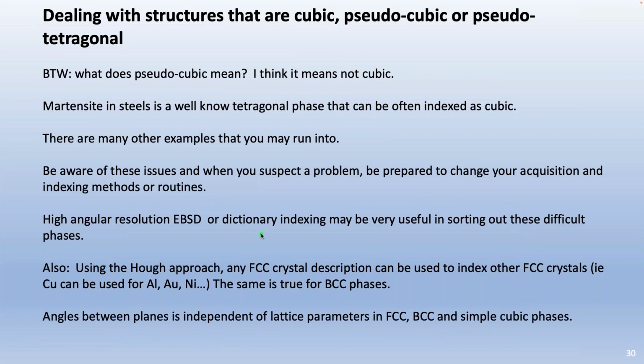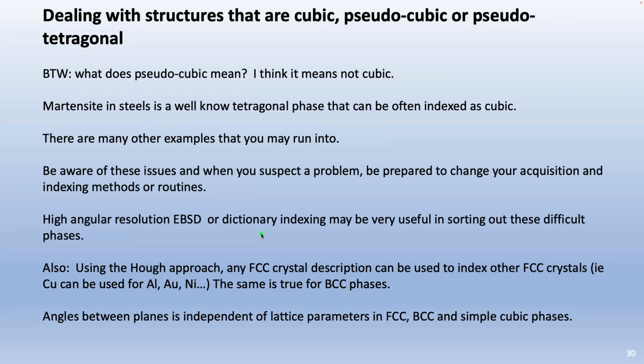Okay, so enough about texture. What about dealing with structures that are cubic, pseudo-cubic, or pseudo-tetragonal? In my mind, pseudo-cubic means it's not cubic. A lot of other people will try to index pseudo-cubic materials as cubic and assume that's correct, and that becomes problematic depending on what you're trying to do.